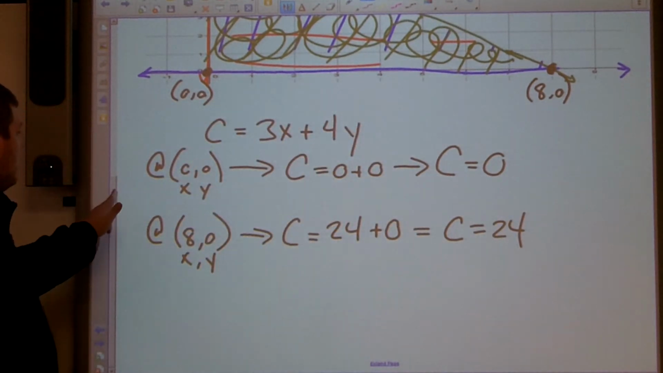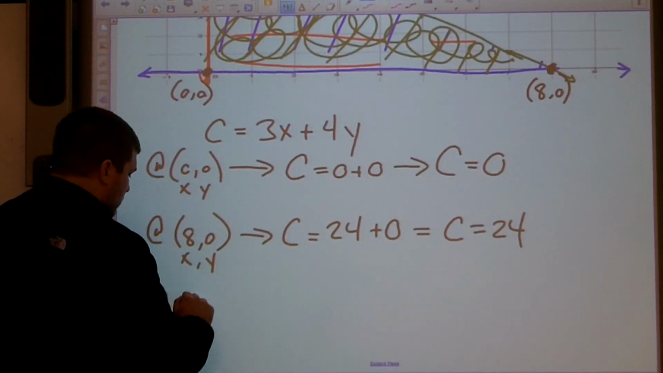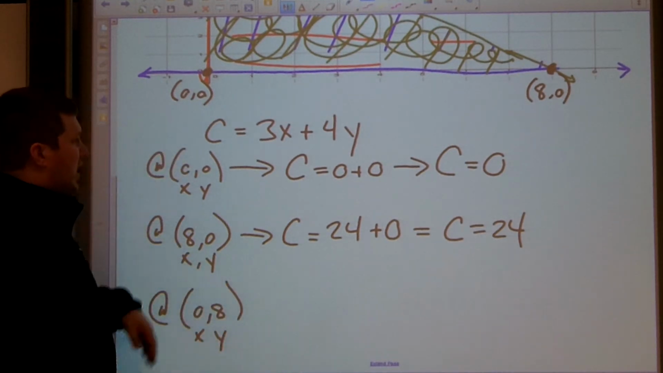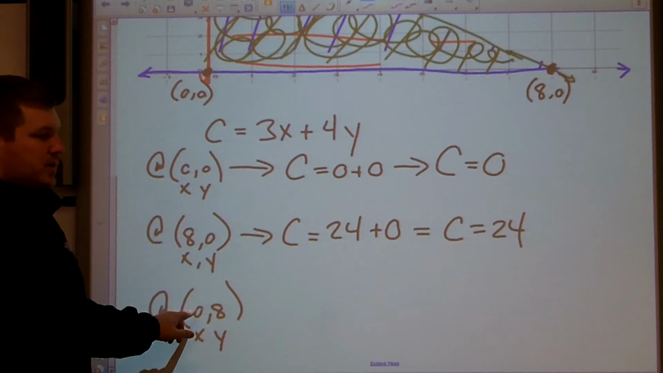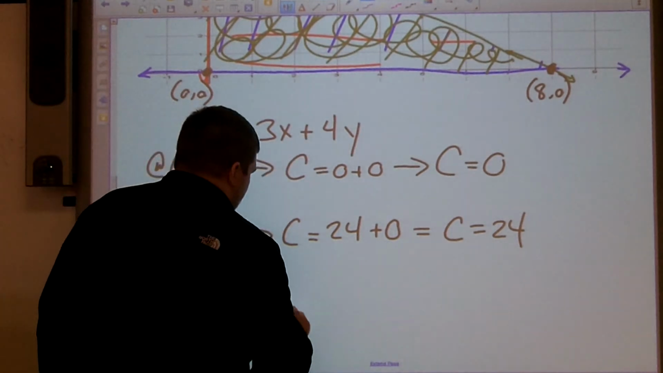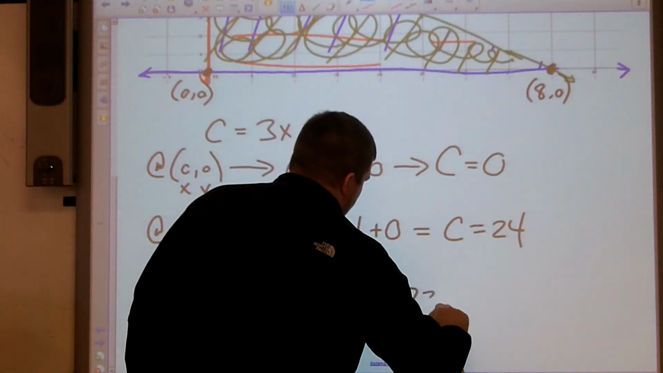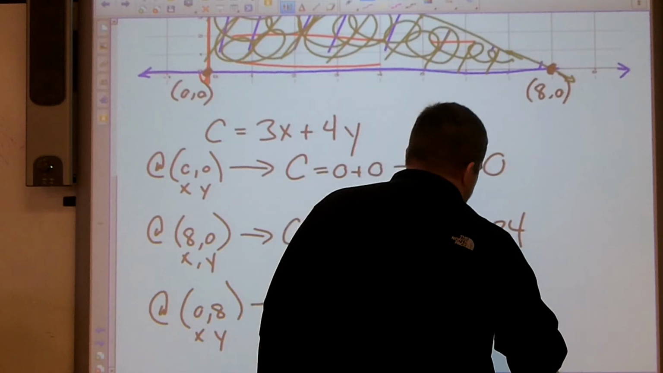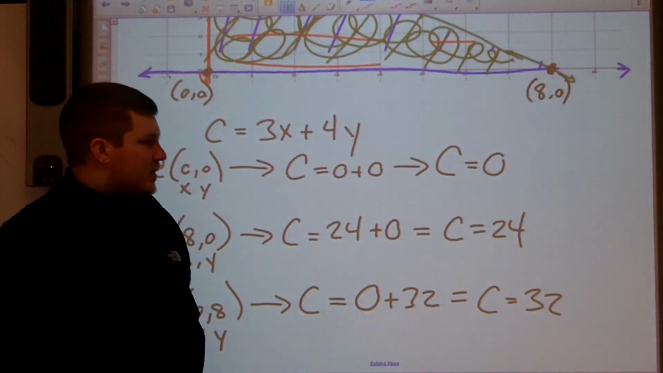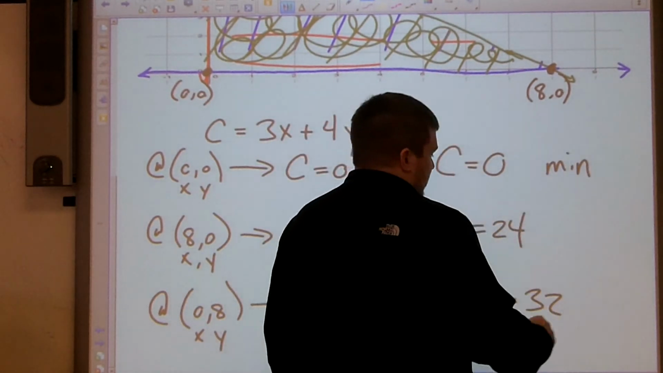And then finally, we have one more vertex to test, (0, 8). So now in my objective function, everywhere I see an x, I'm putting in a 0, and everywhere I see a y, I'm putting in an 8. So I have c is equal to 0 plus 32. So c is equal to 32. Well, from here, it's really easy to see what's the min. Obviously, c equals 0 is my minimum, and then c equals 32 is my max.